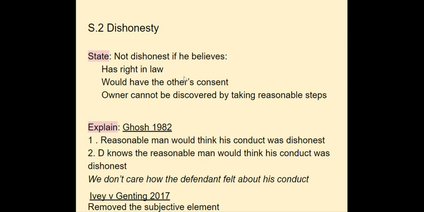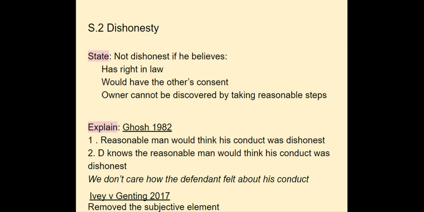So moving on to the mens rea, there's more to say here, there's more application to do. So Section 2, dishonesty. You first of all have to say what the statute says somebody isn't dishonest. So if they believe that they have a right in law, that the owner would consent, that the owner cannot be discovered by taking reasonable steps. And we can apply by saying none of these apply to our defendant.